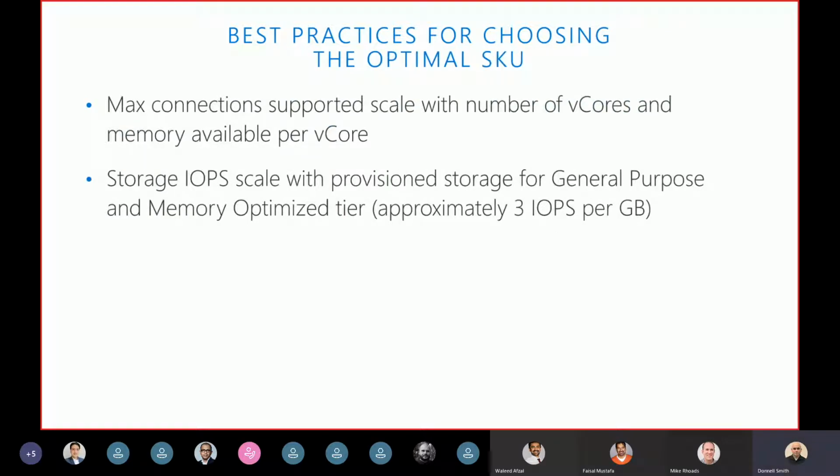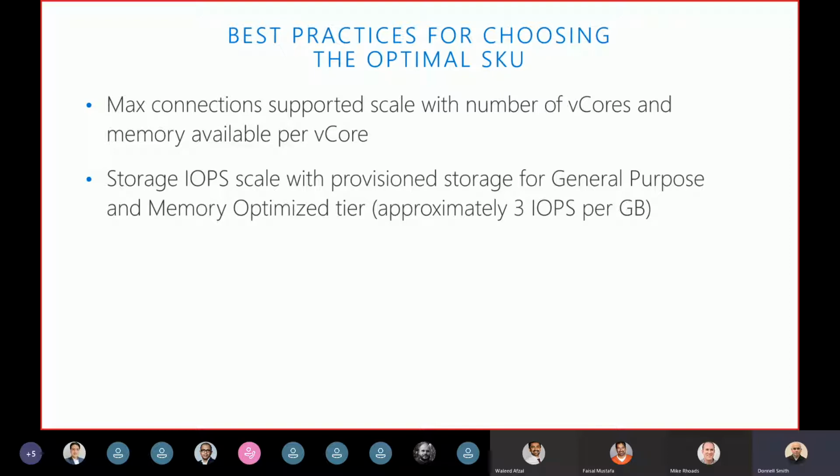Some best practices for choosing the optimal SKU. Your max connections is related to the number of vCores that you're selecting, for your performance at scale, and also that memory, right? As also per the vCore. So keep that in mind. As far as your max connections, it depends on the number of vCores, which is mapped to your performance in memory. Your IOPS is also related to the amount of storage you're selecting.